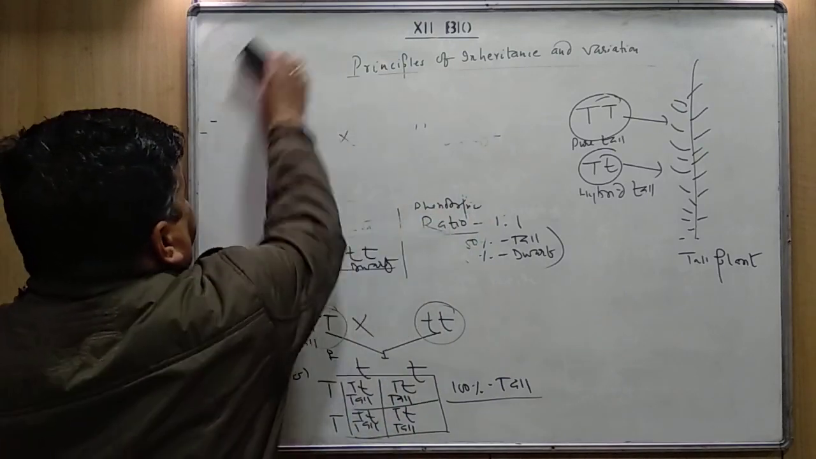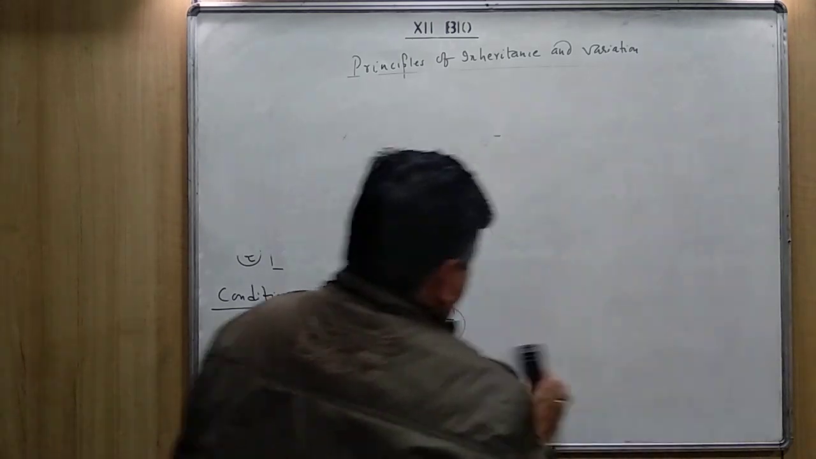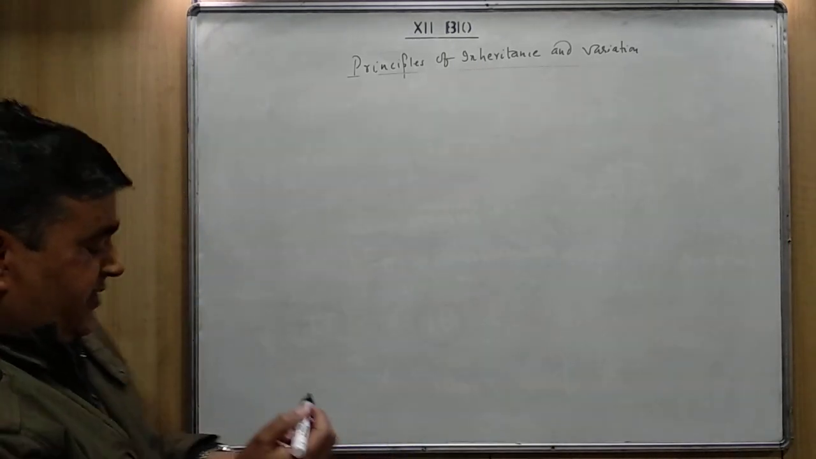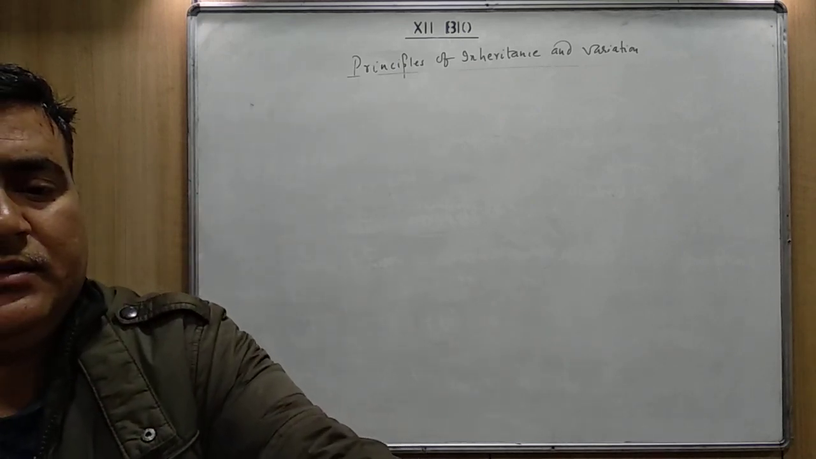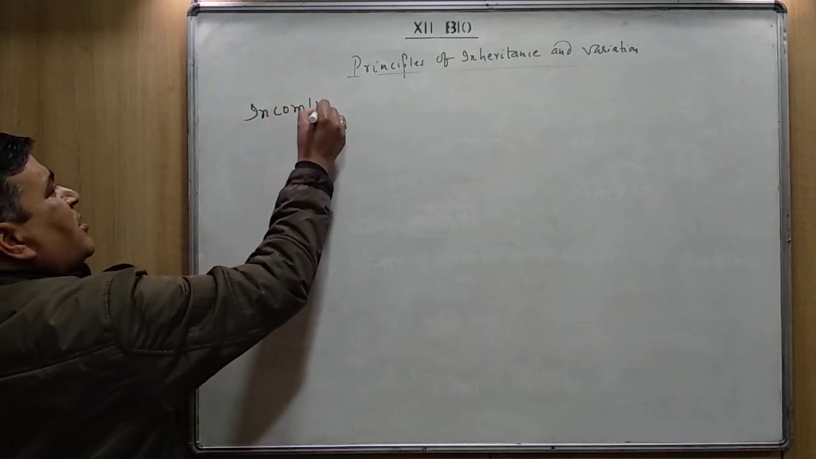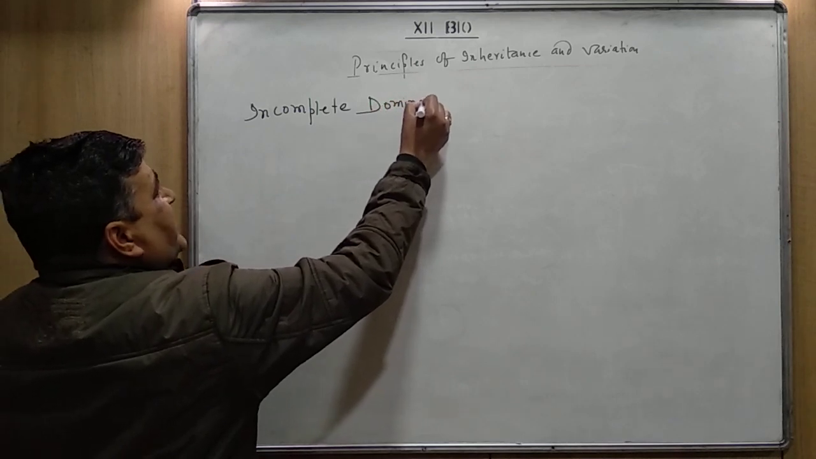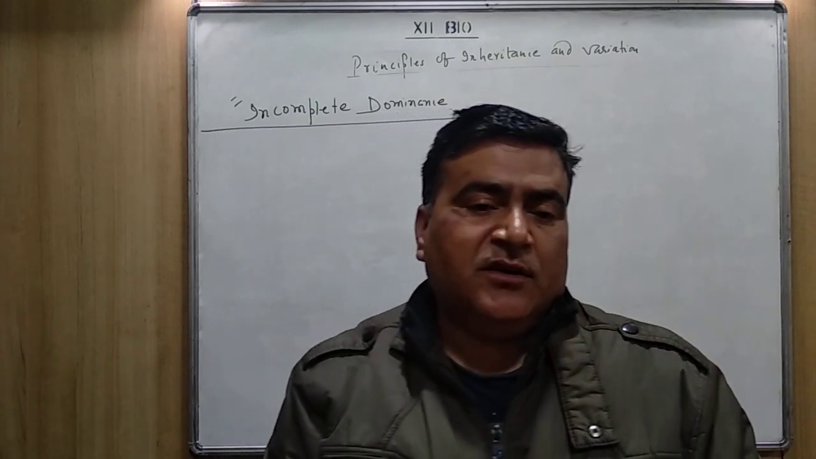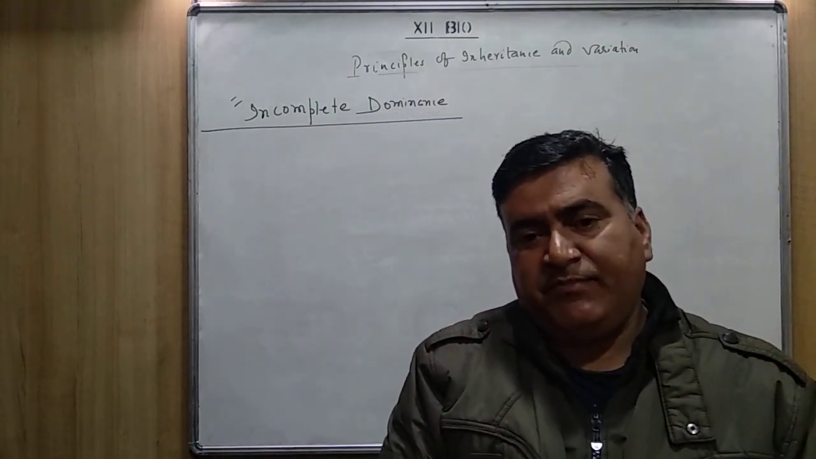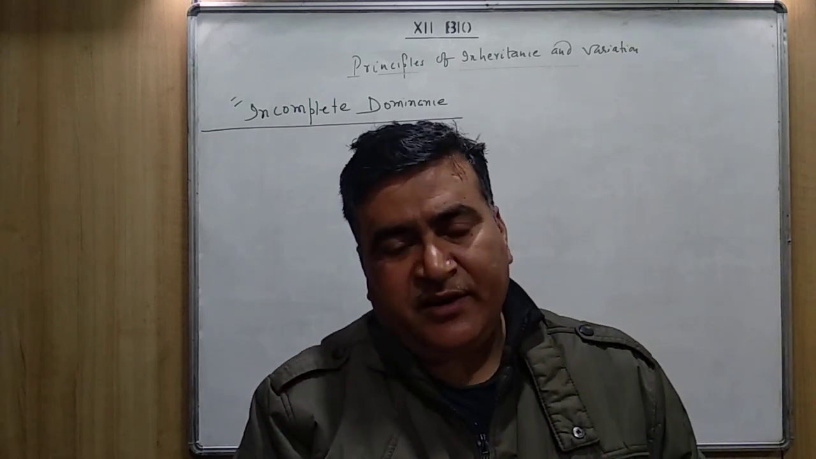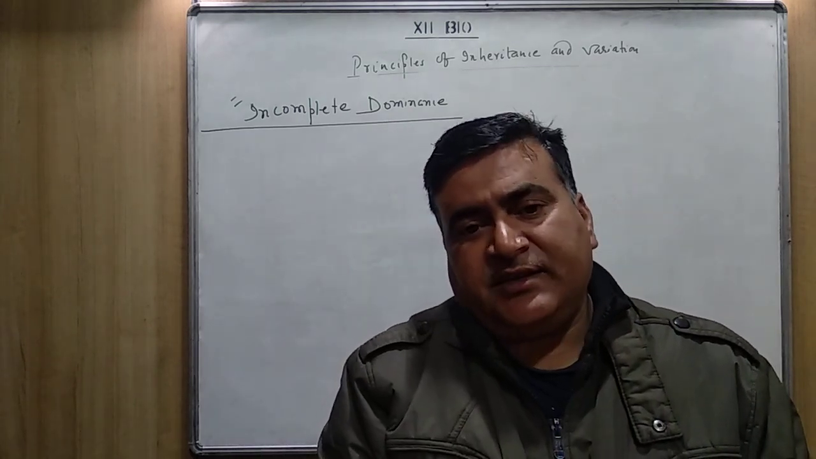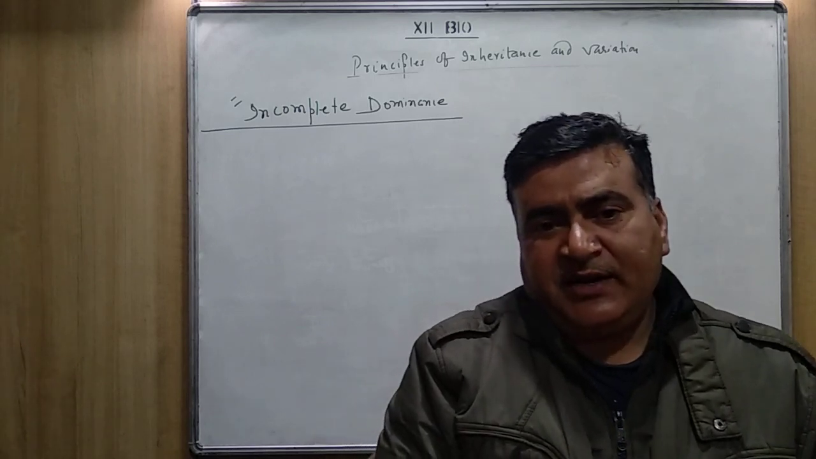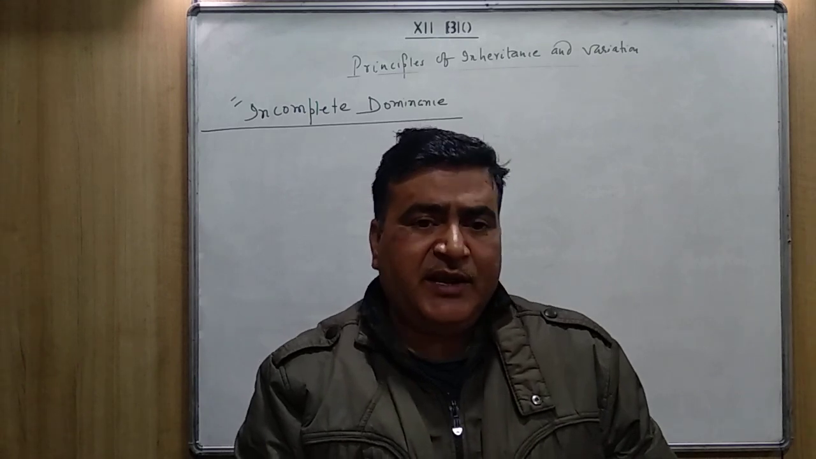Now the next topic is incomplete dominance. Actually, the incomplete dominance, codominance, multiple alleles, pleiotropy, these headings are given in your NCERT book, and all these headings are the result of the deviations of Mendel's laws. Deviations of Mendel's means exceptions in the Mendelian principles of inheritance.